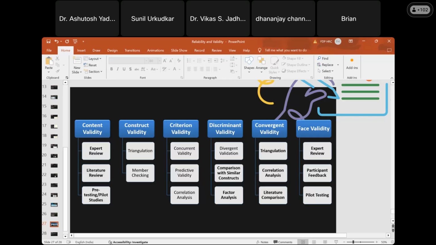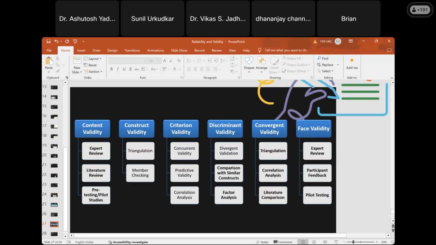Okay, then for convergent validity, we again can go for triangulation, we can go for correlation analysis, we can also do literature comparison. We compare the study's findings with results from previous studies that measure the same construct to ensure alignment. For face validity, as we've already discussed, we can ask experts to evaluate if the instrument appears to measure what it is supposed to measure.